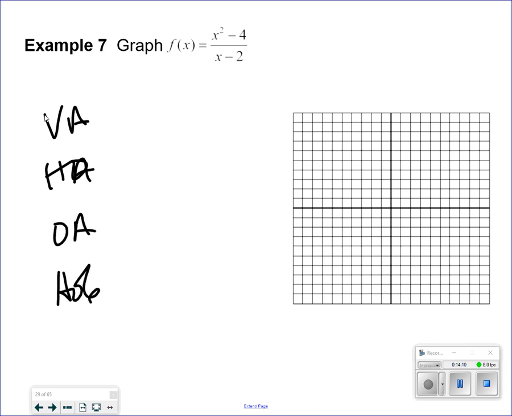Next one. All right, so vertical asymptote, horizontal asymptote, oblique asymptote, hole. Don't presume anything. The top is factorable, and the bottom is not.